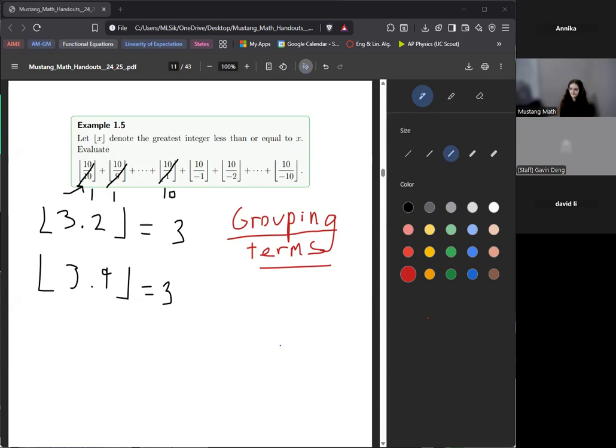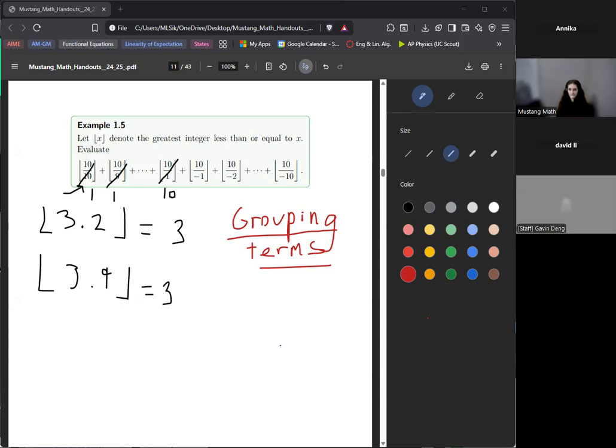Yeah, go ahead. You could group 10 over 10, 10 over 9, and then all the way to 10 over 6, and those would all be equal to 1. And then from 10 over 5 and 10 over 4, there would be 2. And then 10 over 3 would be 3. And then 10 over 2 would be 5. And 10 over 1 would be 10.